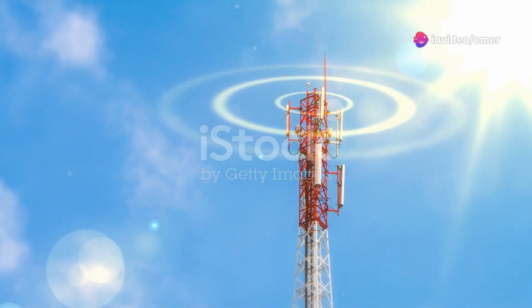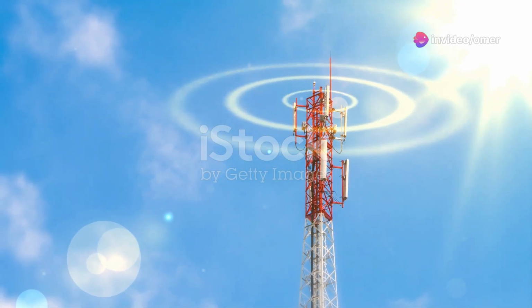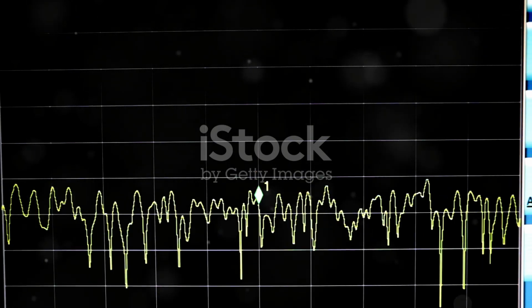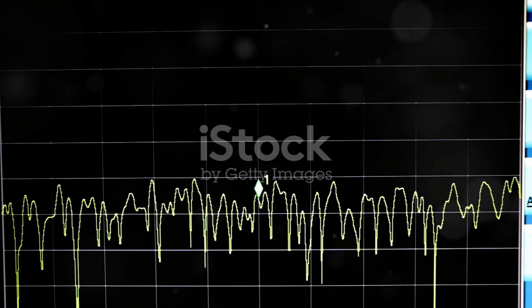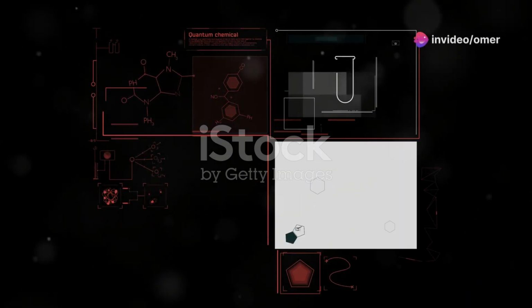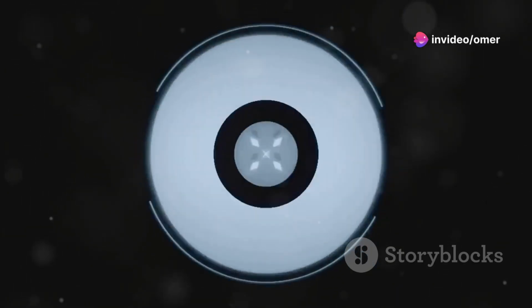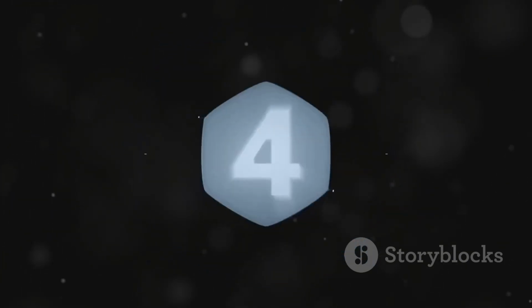Finally, let's delve into quadrature phase shift keying, or QPSK. This digital modulation technique transmits 2 bits per symbol by changing the phase of the carrier signal. QPSK uses 4 distinct phase shifts: 45, 135, 225, and 315 degrees, to represent the 4 possible dibit combinations.